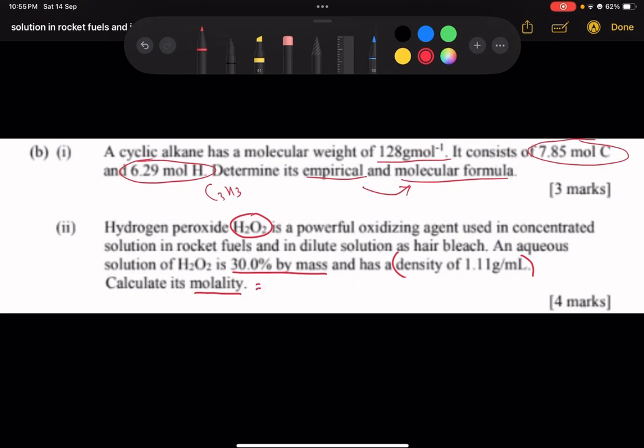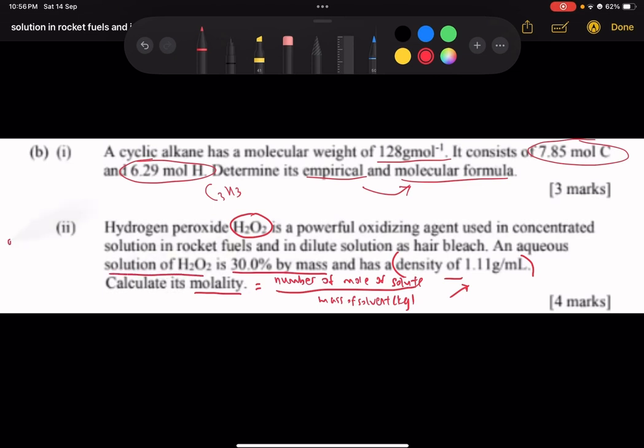Okay, so we have to know that first. What is molality? Molality is actually the number of moles of what? Of solute. Divided by what? Divided by mass of solvent. So basically, we have to find these two items in order for us to substitute inside the formula. Okay, so we first find the mass of solvent. From the given data, it shows that the aqueous solution of H2O2 is 30% by mass.